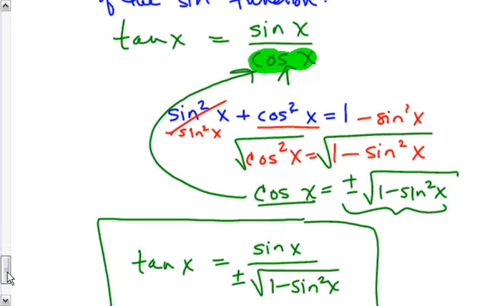I knew the tangent was sine over cosine. So I used a different identity that had sine and cosine in it, and I solved it so that I could take cosine out and put in something with sine. So I used this identity that had sine and cosine in it to solve for cosine. And then I was able to take that out and put the replacement in.